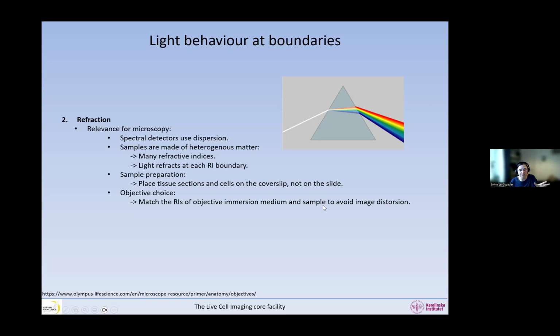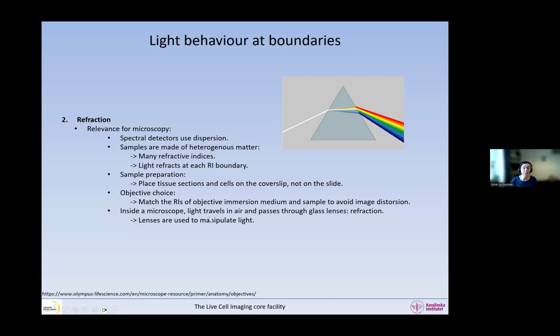So if we have a sample that is quite fatty, maybe we want to use an oil objective. If we have a sample like live cells, so just cells in culture, then we want to use a water objective, etc. And that is also to avoid distortion because of refraction. So we try to minimize refraction.